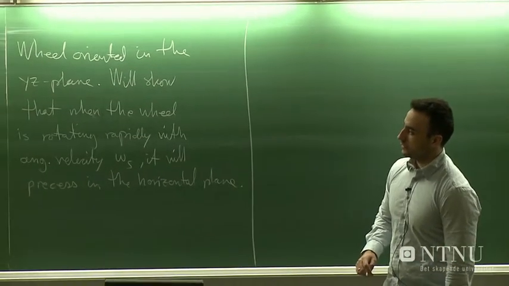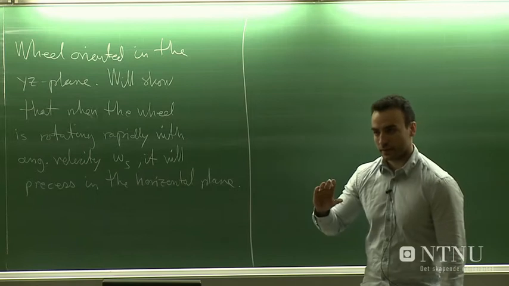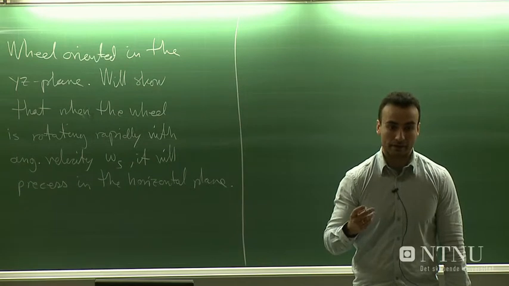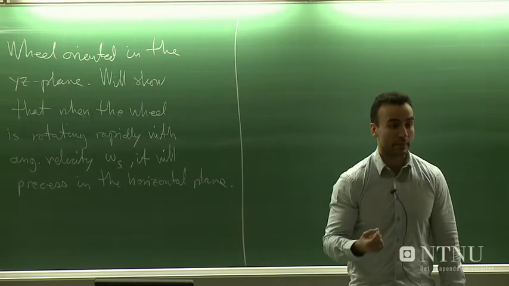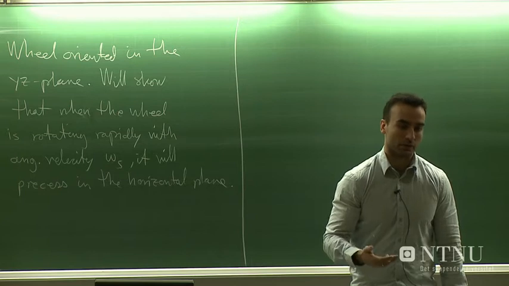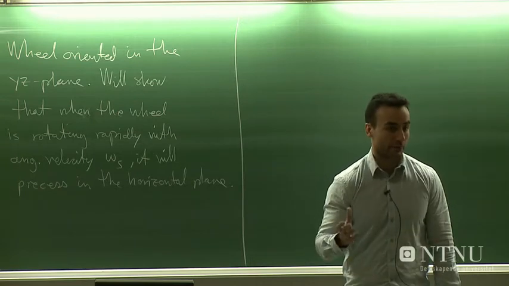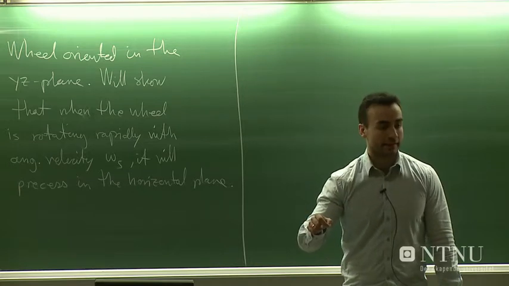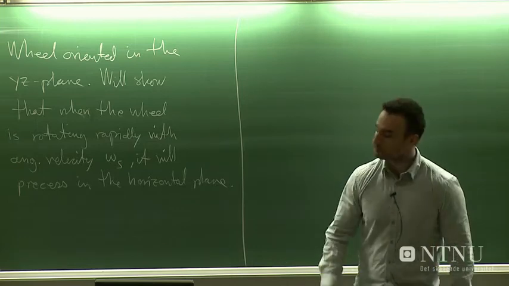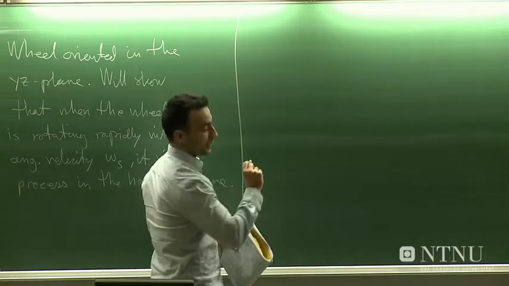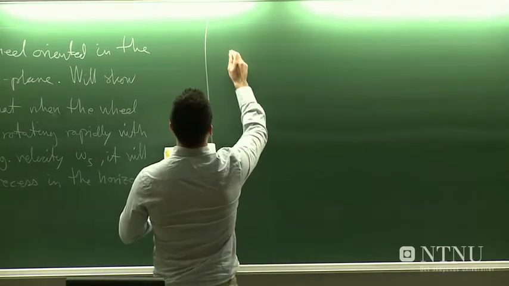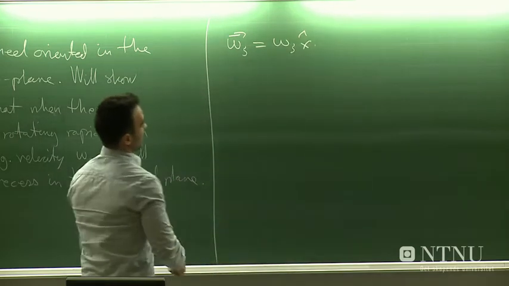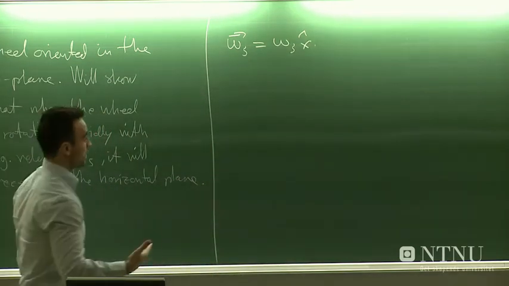So in order to get an idea of what the rotation looks like, we have to find some way of identifying the time evolution of either the angular momentum or the angular velocity vector describing this wheel's rotation. Because we need the time dependence to be able to predict what will happen as time evolves. So we'll start by considering the angular momentum. Well, first of all, the angular velocity vector is given like this. It's pointing in the x direction.